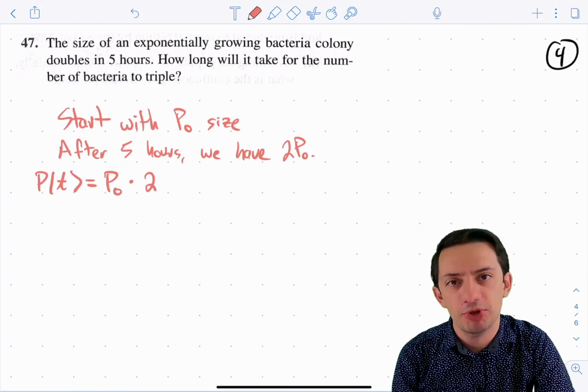So that tells us that log base 2 of 3 equals log base 2 of 2 to the t over 5. Let's come up over here to finish our work. On the right-hand side, the log base 2 and the 2 cancel. So that's log base 2 of 3 equals t over 5. And lastly, we're going to multiply that 5 over to get t equals 5 times log base 2 of 3.